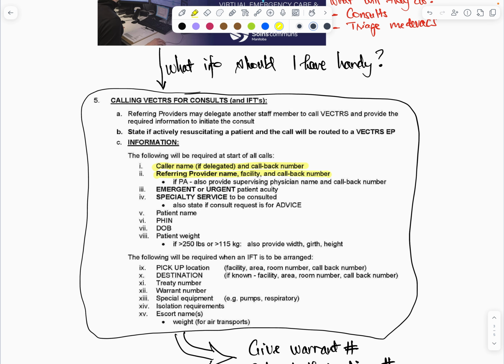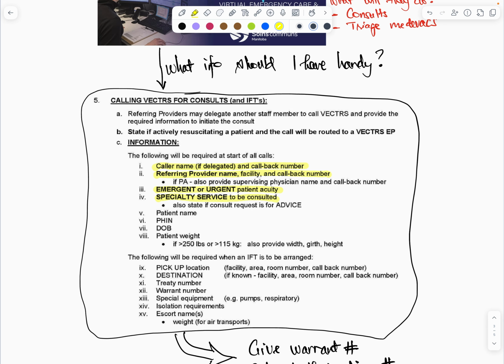If there's no physician in-house, then there is no physician in-house. They will inquire about the emergency or the acuity of the case. If it's a specialty services consultation, they will be requiring that information: orthosurgery, trauma surgery, pediatrics, and you name it, right?